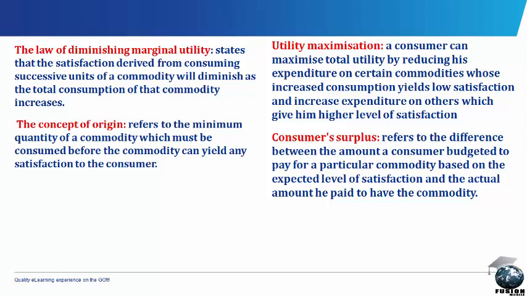For free commodities like air, that is, goods which have no price in money terms, the consumption will be a continuous one until the marginal utility is equal to 0. Consumer surplus. Consumer surplus refers to the difference between the amount a consumer budgeted to pay for a particular commodity based on the expected level of satisfaction and the actual amount he paid to have the commodity.